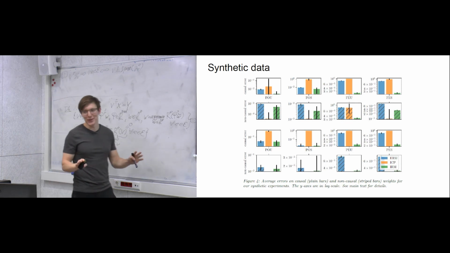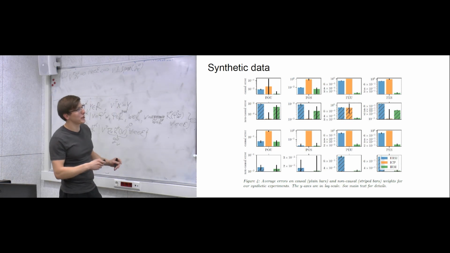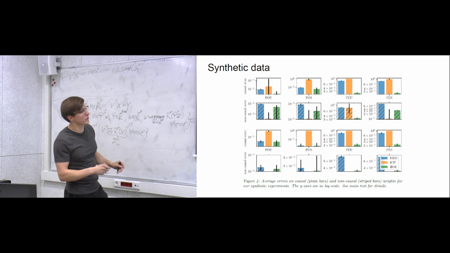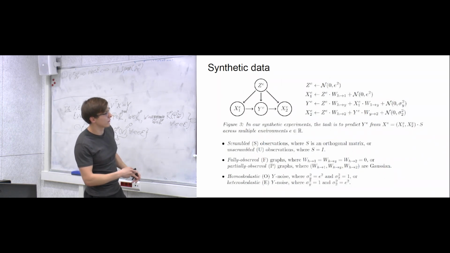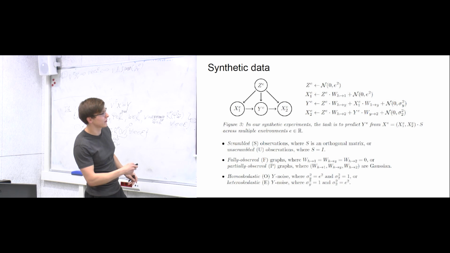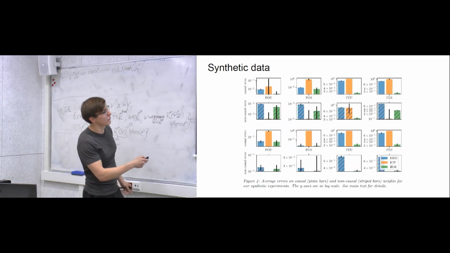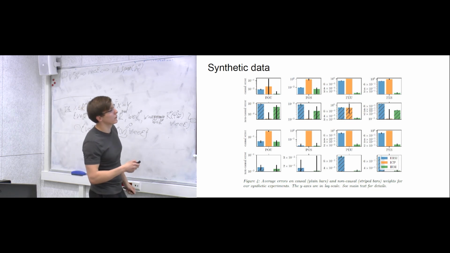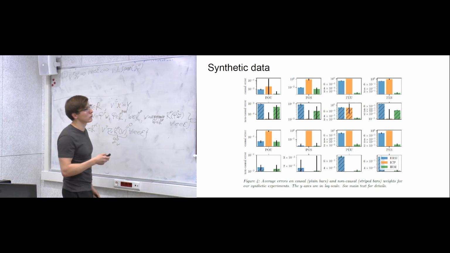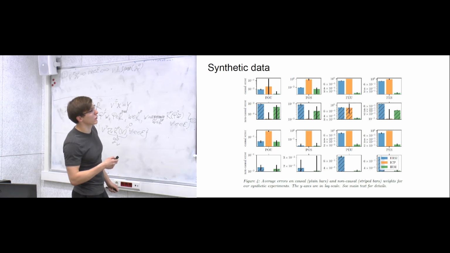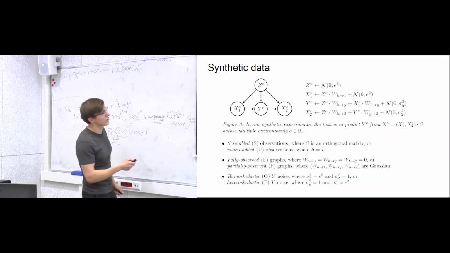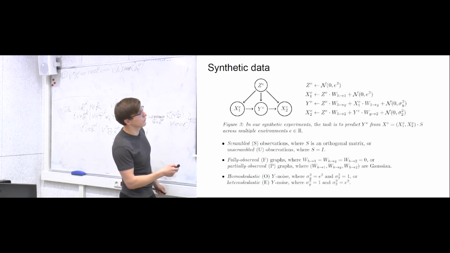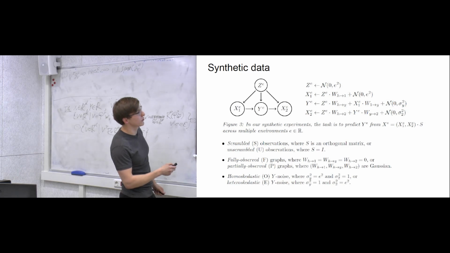So let me explain what you see here. For each of the 8 experiment types, you see, for example, FOO is fully observed, homoscedastic, unscrambled, okay? For each of these 8 experiment setups, they plot 2 bar plots. The first one is for the causal error, and the second is for the non-causal error. So this is basically the error for the coefficient of x1 and the spurious coefficient x2.